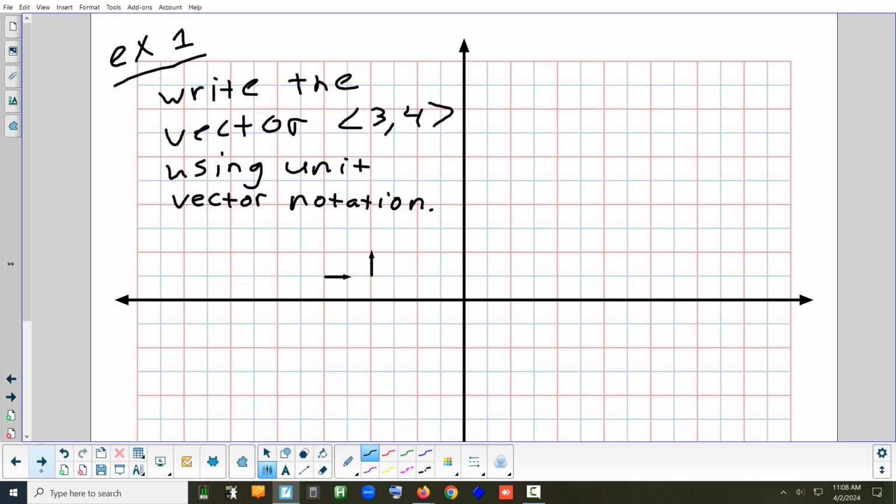Let's write the vector 3, 4, but this time we're going to use unit vector notation. I'm not going to start at the origin because if I start there, I'm going to have to draw on top of the axis and then it's hard to see. So I'm just going to start up in quadrant 1. If I start there, how many units to the right do I go? And then how many units up do I go?